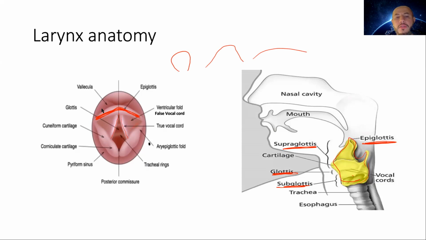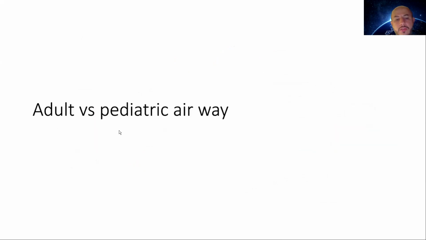And then there is a fold here called the vestibular fold, or the false vocal cord. Inside you have the cords, and at this level it is called the subglottic, and then the tracheal ring, or the trachea. Okay, very good.